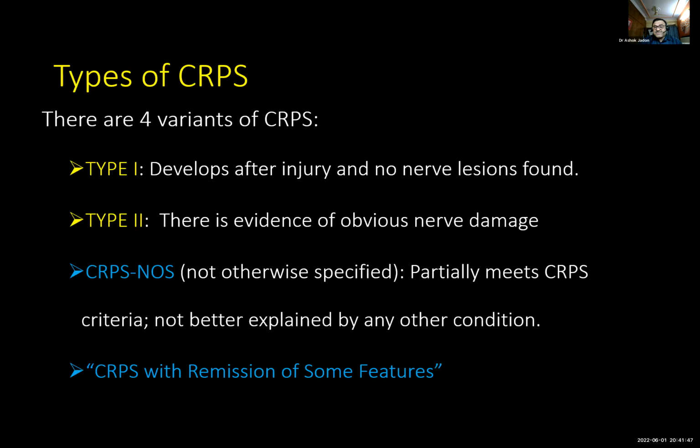There are actually two types of CRPS, type 1 and type 2. Type 2 is when there is obvious nerve damage, and type 1 is when there is no nerve damage. Two other variants are also accepted, but it is still debatable. The CRPS NOS is where one or other feature is missing from the requirements I have already mentioned, the three symptoms and the two signs. And CRPS with remission is when you see the patient and the patient says, sir, before, when I had the problem, I had this feature and now it is no more, like the pain or swelling is decreasing, or the changes are decreasing, or there is a change in the temperature or the nature of the swelling. So these are the remission features. A lot of discussion has been done, but it is still debatable. It is not a universally accepted norm.